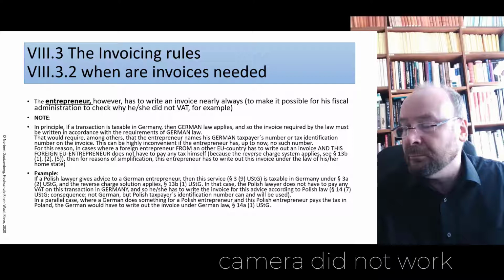And the legal rule for the reciprocal case, for the case the other way around, is to be found in 14a, section 1 UStG. Wherever a German entrepreneur does something which is not taxable in Germany but in a foreign state, where the tax has to be paid locally by the customer, there German invoicing rules extend to that situation, although the situation is not taxable in Germany but in the foreign EU state.